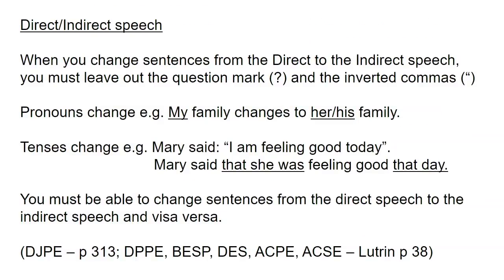Direct and indirect speech. When you change sentences from the direct to the indirect speech, you must leave out the question mark and the inverted commas because you are actually not saying it anymore. The pronouns change. For example, my family changes to her family or his family. And the tense also changes. When they say Mary said, inverted commas, I am feeling good today, and you have to change it now to the indirect speech, then it's like Mary said that, because now you leave out your inverted commas. Mary said that she was feeling good that day.